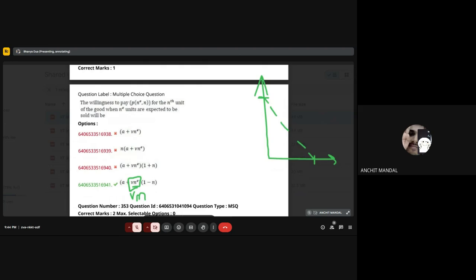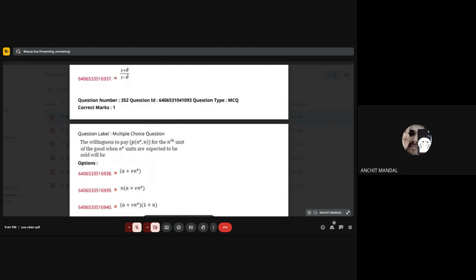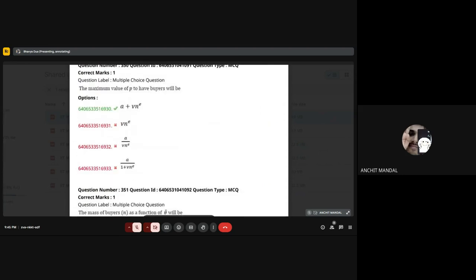Unfortunately, my stylus has started. Right. So you said the maximum price they would pay would be A plus Vn to the power E, right? Correct. So we are looking at a uniform distribution between 0 to 1 for number of products being sold. Yep. So you are just doing 1 minus n. That means so much potential is still left to be sold. Correct. Okay, we're just getting a fraction there.